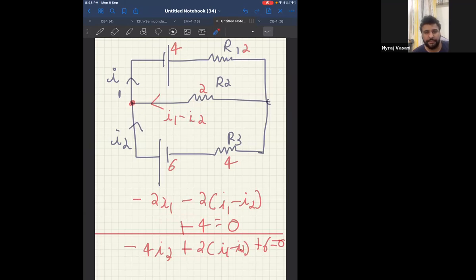Siddesh, your answer is correct, but you have given me the answer in fraction, you have to give me the answer in decimal. Otherwise, your answer is correct.